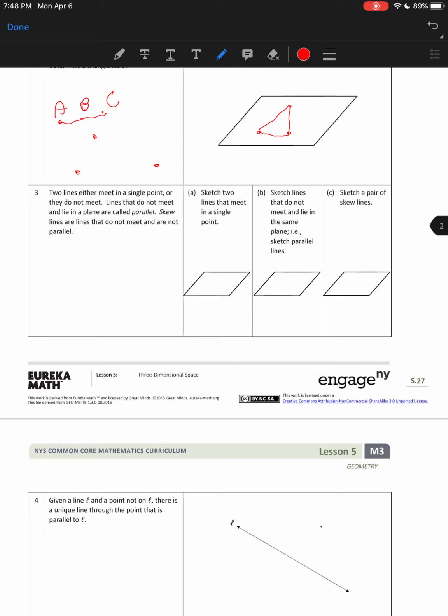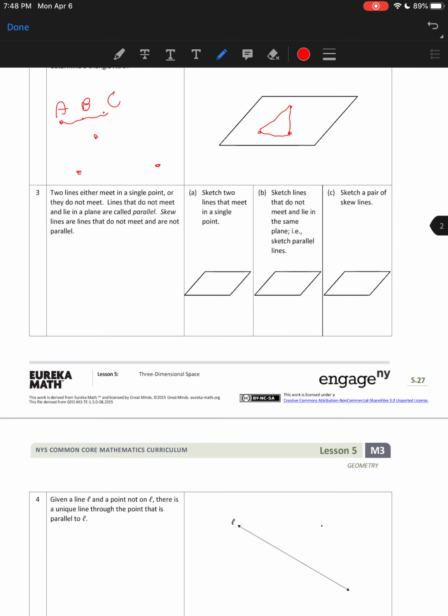It says sketch 2 lines that meet in a single point for A. So these would be lines that are perpendicular, right? Or not necessarily perpendicular, here they just intersect, I'm sorry. So you can imagine something like that. Something like that. You see how those 2 lines intersect? Perpendicular lines would look something more like that, right? Because they form a right angle. Either of those are examples of lines that meet in a single point.